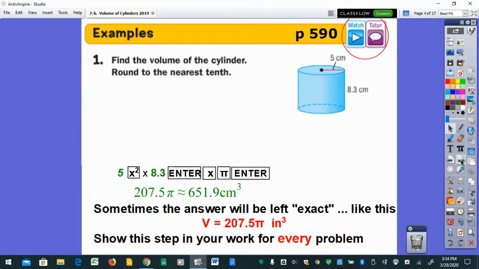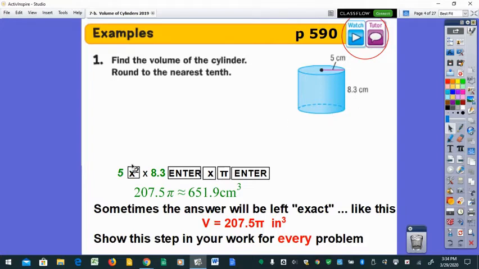So let's do an example here. Here is a cylinder. I'm seeing that this measurement in this red line segment right here goes from the center out to the edge of that top circle. So that would be the radius. So I've been given the radius of 5 centimeters. I've been also given the height of the cylinder, which is 8.3.